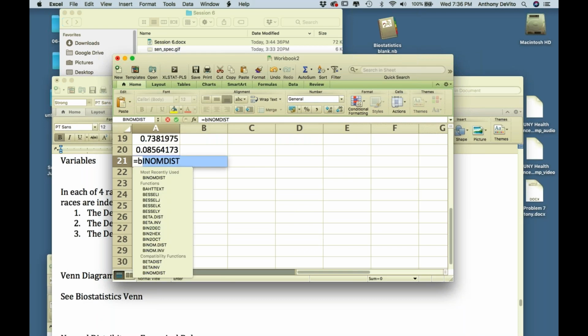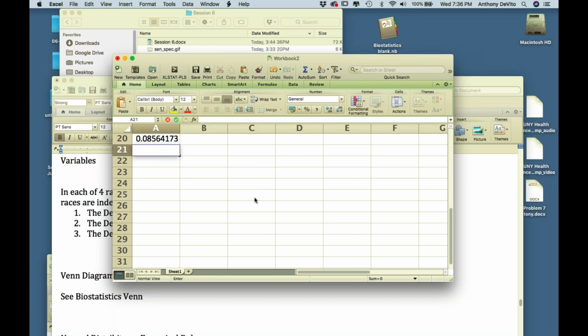Equals, let me get some clean area here, equals BINOM.DIST, and what's the probability that they'll win none? 0, comma, four races, four trials, comma, and the probability is 60% of winning, comma, I'm going to type in true. Whether I type in true or false here doesn't matter because it's on 0, so it's going to give me the same result. Okay, probability of losing all four races, winning none, is 2%.